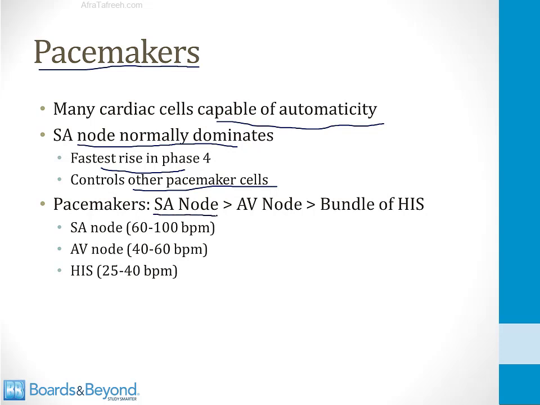The SA node is the fastest pacemaker, that's why it's usually dominant, but after the SA node, the AV node is the next fastest pacemaker, followed by the bundle of His. The Purkinje fibers can even potentially pace the heart. So can the ventricular myocytes under some conditions. The SA node, you may know, under normal conditions paces the heart at a rate of 60 to 100 beats per minute. The AV node can only do this at about 40 to 60 beats per minute, and the His bundle is even slower at about 25 to 40 beats per minute.